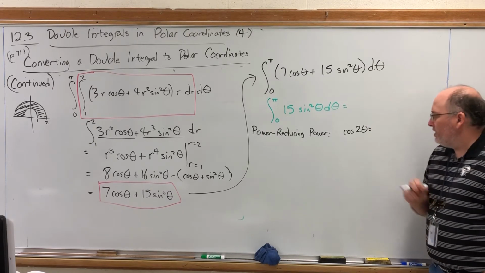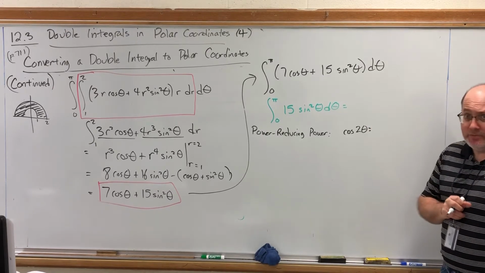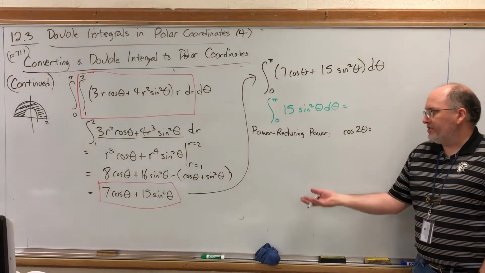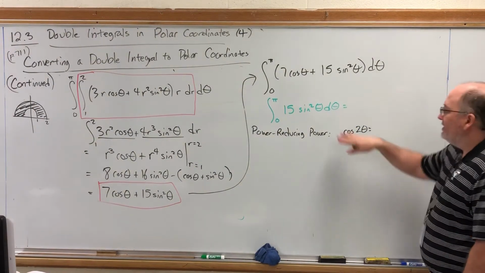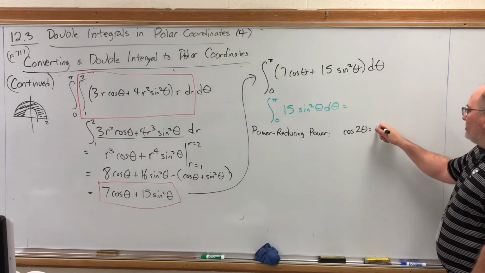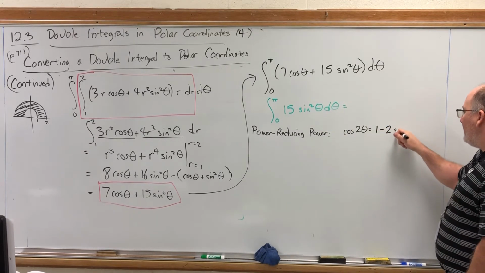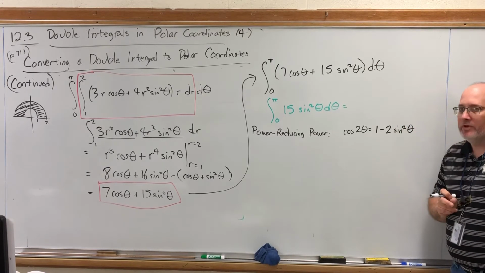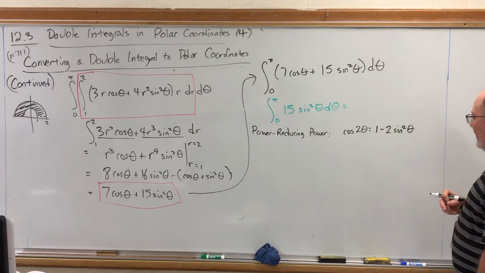Because the double angle formula cosine of 2 theta comes in 3 flavors. One involves sines and cosines, one involves sines, one involves cosines. Since I'm dealing with sine squared, I'm going to use the double angle formula 1 minus 2 sine squared theta. That is one of the double angle formulas for cosine of 2 theta. Now, how can I use this to do a power reducing formula?